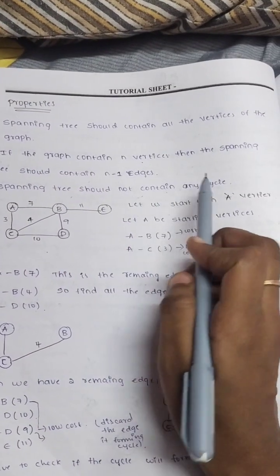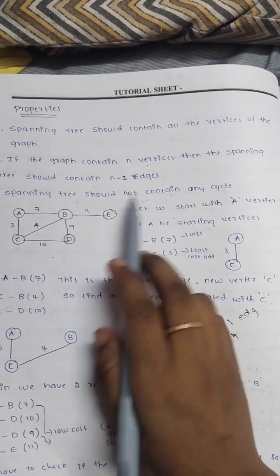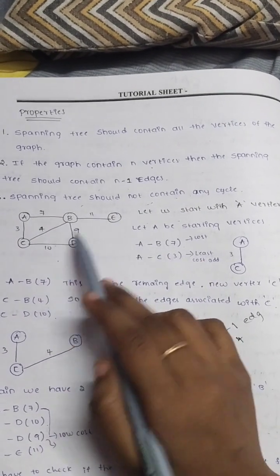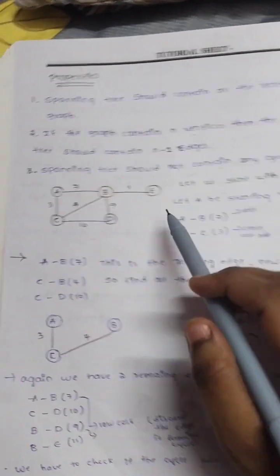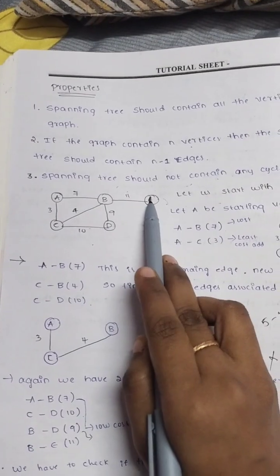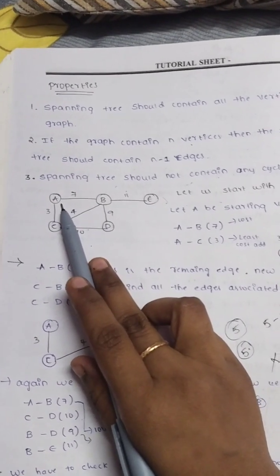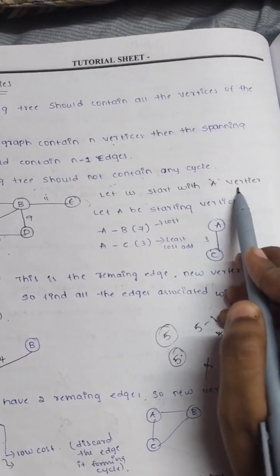Third, the spanning tree should not contain any cycle. If a cycle forms, we can discard that edge. So we are taking the first step. This is the example graph A, B, C, D, E. Let us start with vertex A.